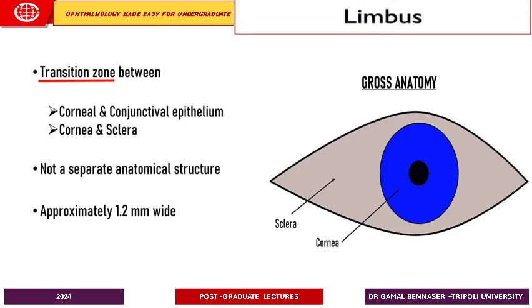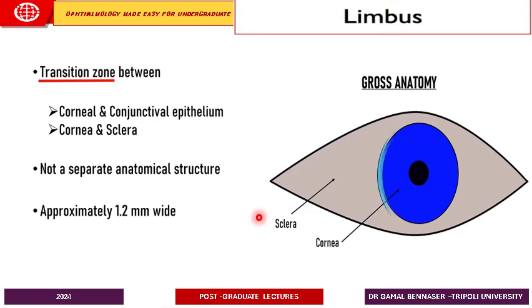So the limbus makes a transition between the cornea and the conjunctival epithelium, and also is a transitional zone between the cornea and the sclera. It measures around 1.2 millimeters. However, the size of the limbus is not a fixed landmark, because it is related to the boundary made by the insertion of the conjunctiva.